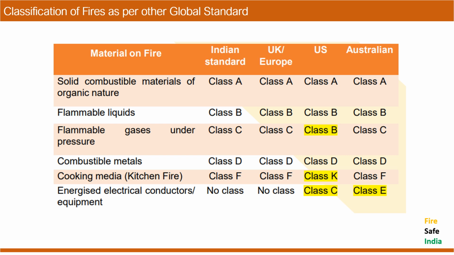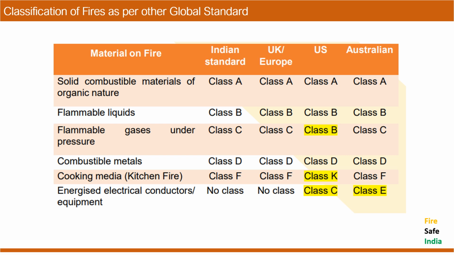But when we go to the third point, that is flammable gas under pressure, in Indian standard we consider it in class C. As per UK or Europe it is the same, but as per NFPA or US standard, the same is considered in class B only. Flammable liquid and gases both fall under the class B category only. In Australia, it is also C. So here NFPA has a different classification and the rest of the countries have the same classification.